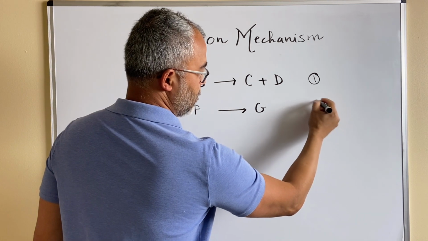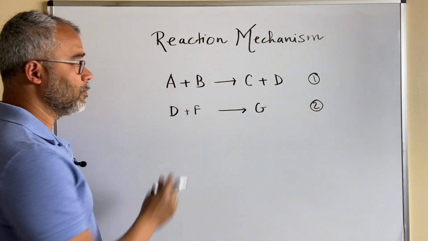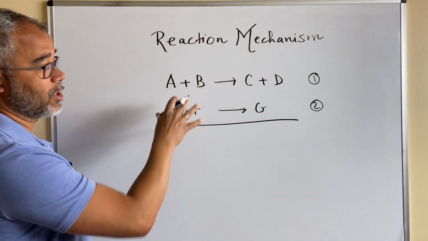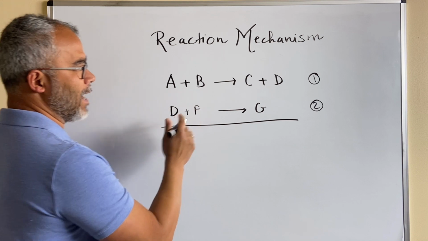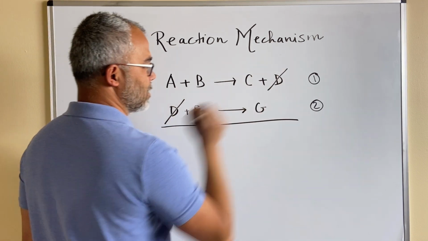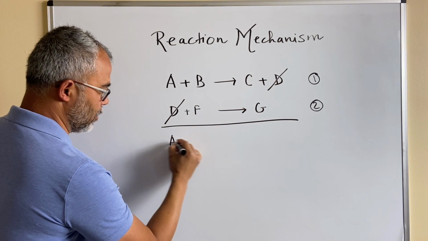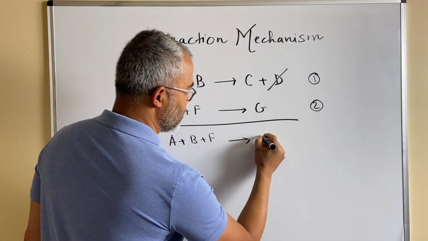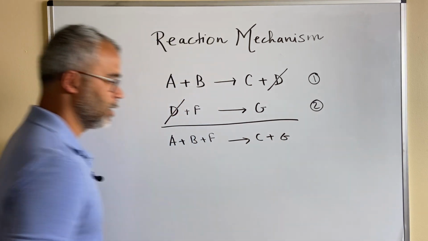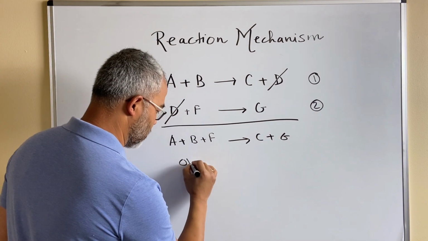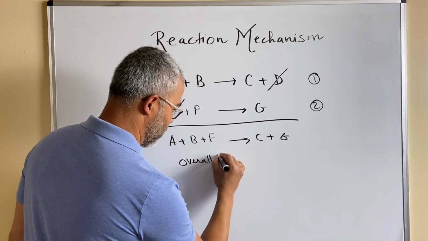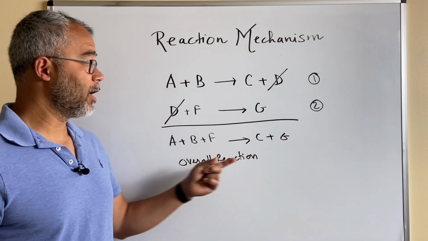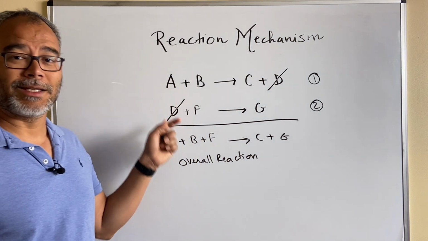you G, okay? So now, this reaction contains two steps. If you add these two, you see that D cancels out here. And so the overall reaction is A plus B plus F gives you C plus G. That is the overall reaction. And what we can say is that this overall reaction is made up of these two steps.